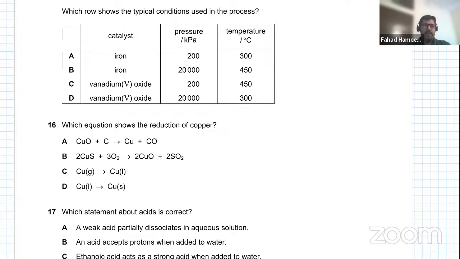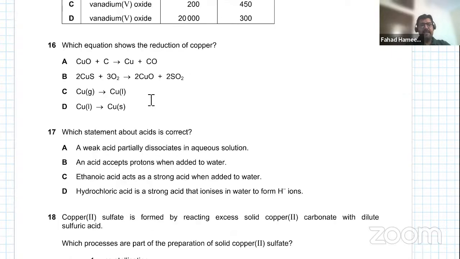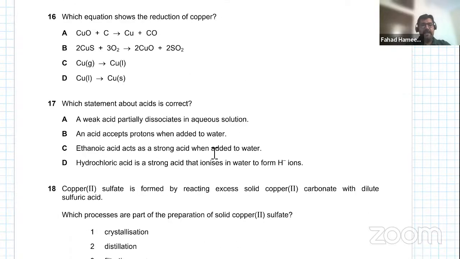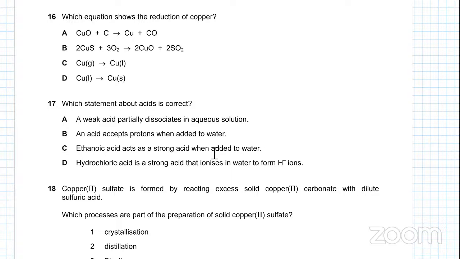ठीक है, एक second मेरा. अच्छा reduction of copper, that's A. Yeah, it's losing oxygen, so that's fine. ठीक है, so A is fine. अच्छा इसके बाद next one. Which statement about acids is correct? A weak acid partially dissociates in aqueous solution. Is that correct? Yes. ठीक है, so yeah, that's correct.